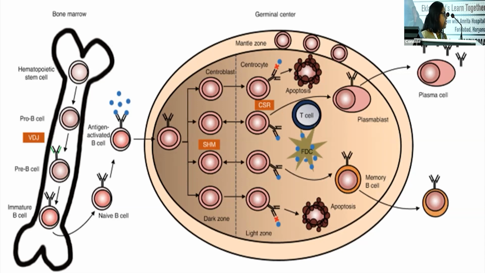This is again a schematic diagram of the lymph node, where we can see the mantle zone of the lymph node, and then the dark zone and light zone of the lymph node. Now, what happens then? When the activated B cell reaches the dark zone of the lymph node, the centroblastic reaction starts, which is characterized by the processes called somatic hypermutation and class switching. This we will talk about in detail.